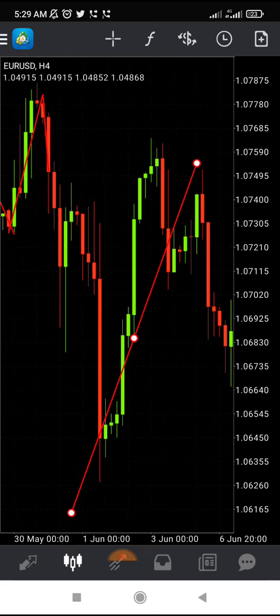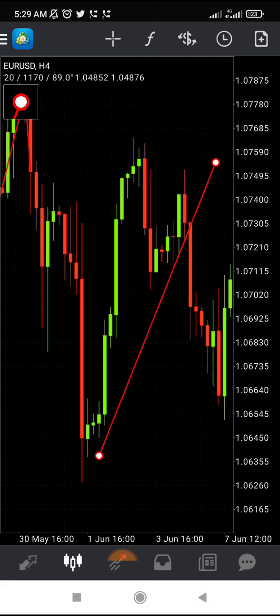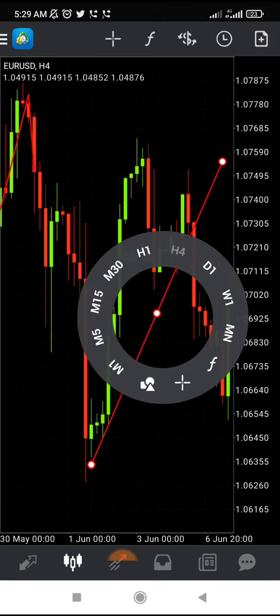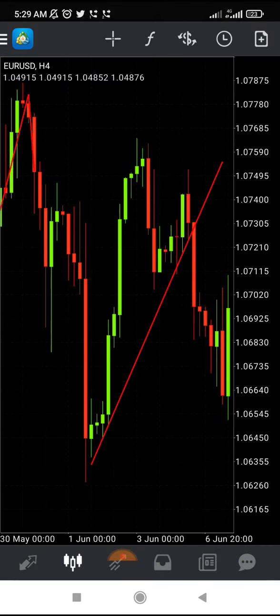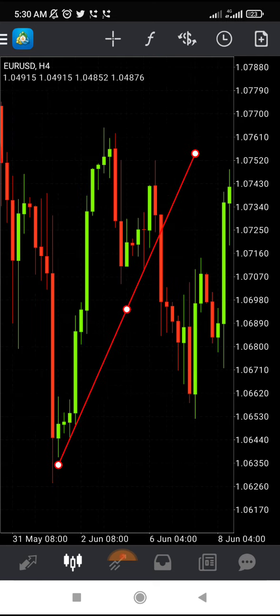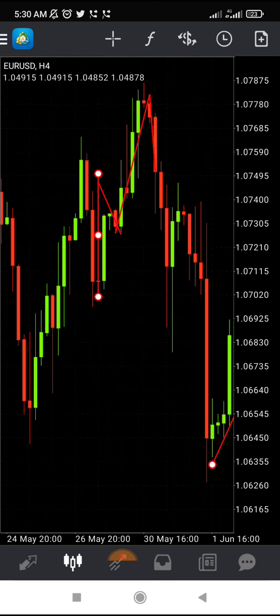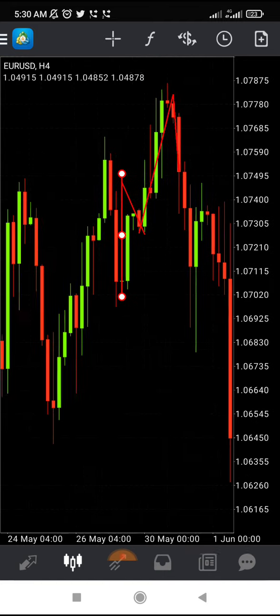Okay, this is another setup here. So you need to practice how to catch these setups. Two things you need to practice are how to draw your trend line and how to spot out your M and W. Can you see this M and W now? It's so simple to spot if you practice it.